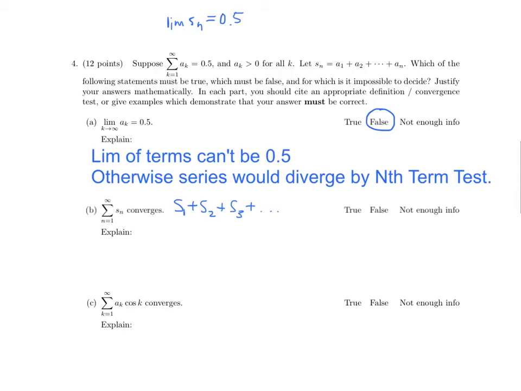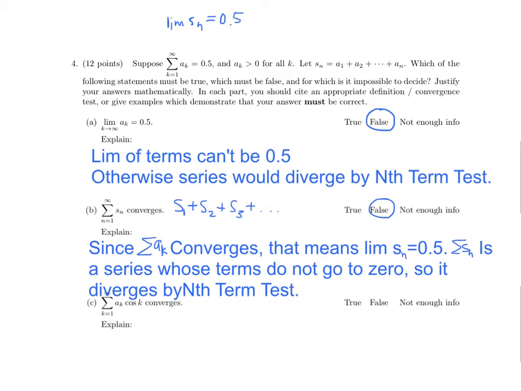And here we have an example where we have a series whose terms are not going to 0, right? We know by the fact that this series converges that the limit of the partial sums is going to be 0.5. And once we take those partial sums and turn them into the terms of a series, we now have a series whose terms do not go to 0. When we have a series whose terms do not go to 0, it diverges by the nth term test, and so this is going to be false.